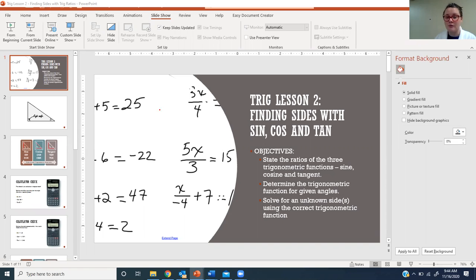So this is the angle that is our subject, or that we're interested in. So this side over here, this is our opposite side, and this is our hypotenuse.